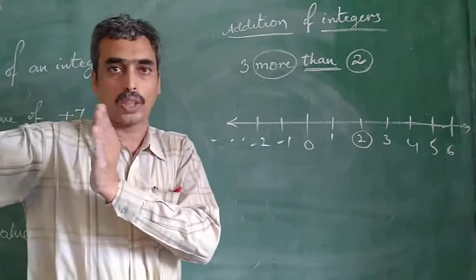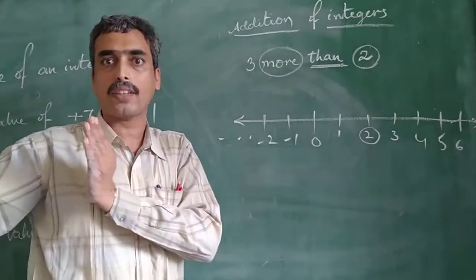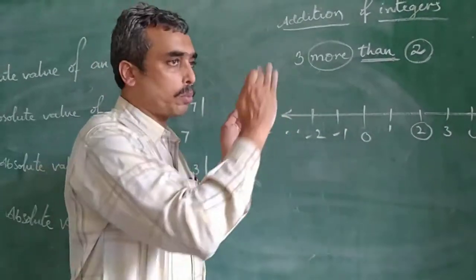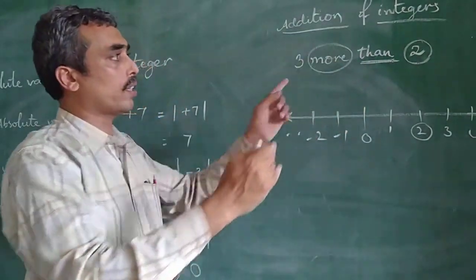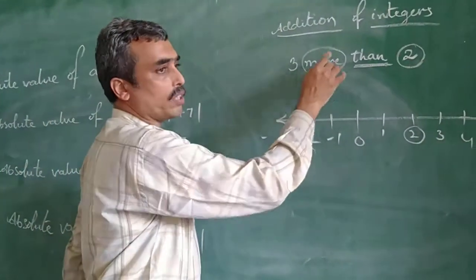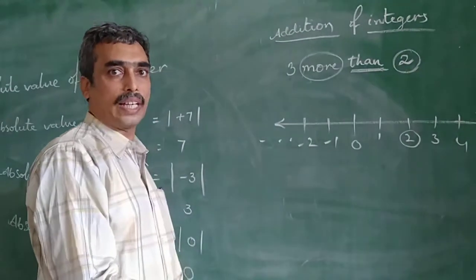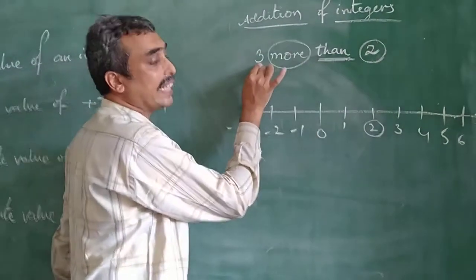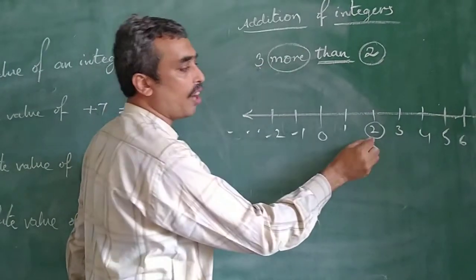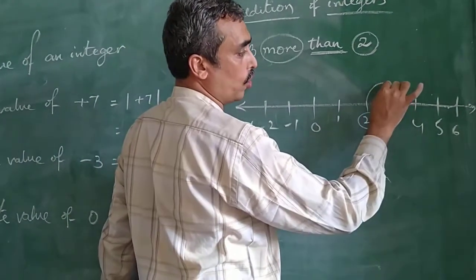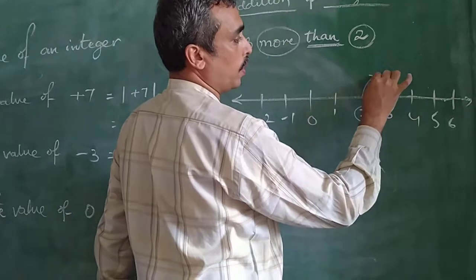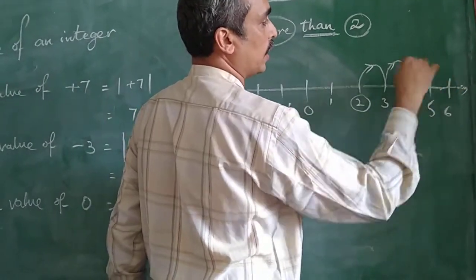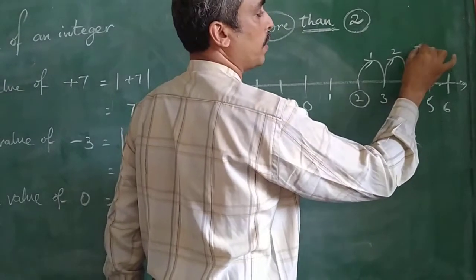More means you need to go to the right side, because when you go to the right side, the value is increasing, as we have discussed in the integers also. When you are moving to the right side, the value will increase. More means you need to get more value, so we need to move to the right side. How many steps? 3 steps we have to move to the right side of 2. So from here first step, again second step, and this is the third step.